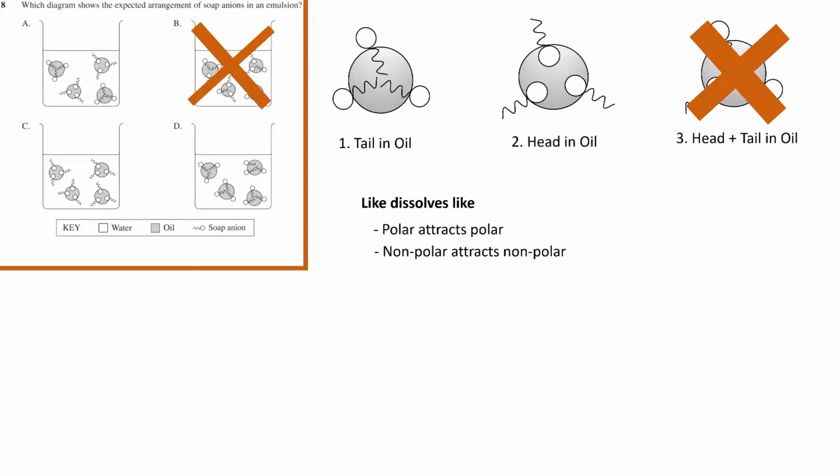Based on inconsistencies, we can also eliminate option A. This contains a mixture of both tail in oil and head in oil arrangements. This is inconsistent as only one of these arrangements is possible. To determine which of these 2 arrangements occurs, we look at the structure of the soap anion.